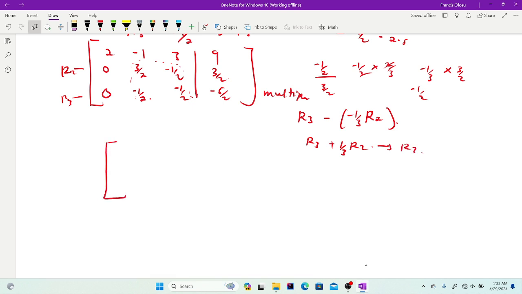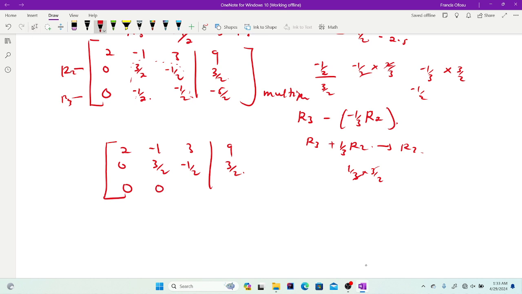So I'll reproduce this and I'll have 2, negative 1, 3, 9. I'll have 0, 3 out of 2, negative 1 out of 2, 3 out of 2, 0. Then now you multiply 1 out of 3 by my root 2. What am I getting? 1 out of 3 by 3 out of 2. So cancel, I get half. Then I'll add it to root 3, negative half. That will give me 0.